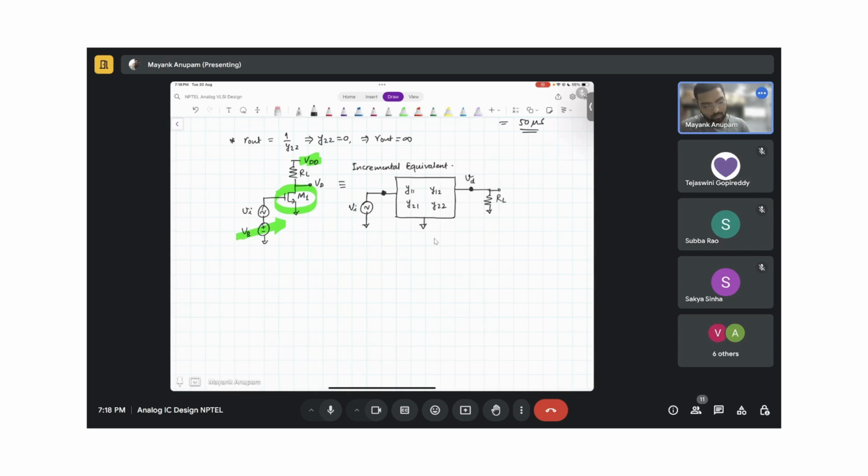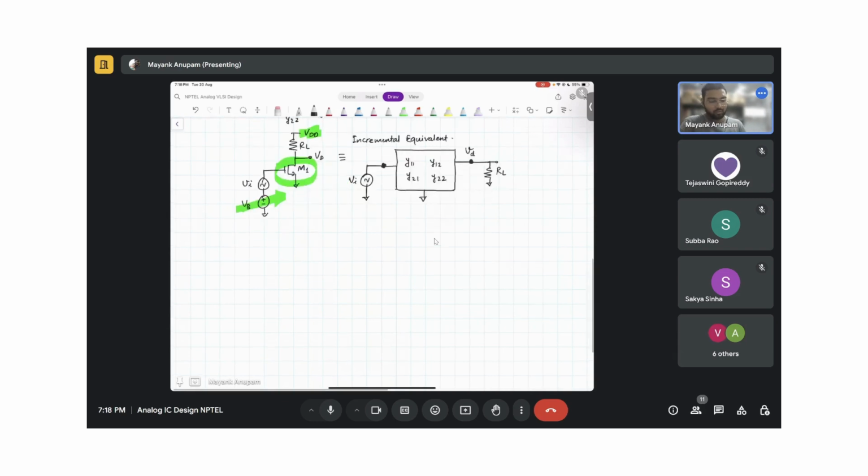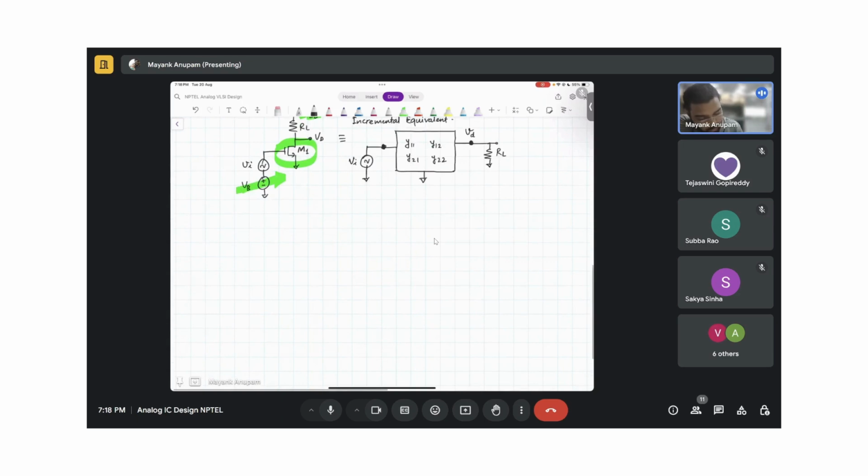Okay. So now replace this box with the actual incremental picture. So how will that be? This is VI. At the gate, what will I do? At the gate, I will simply put a gate sign here, right? Plus, minus, let's call this some small VGS.